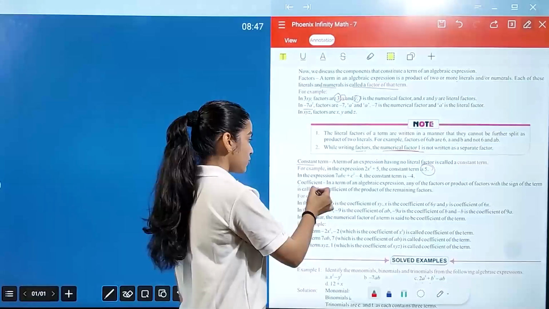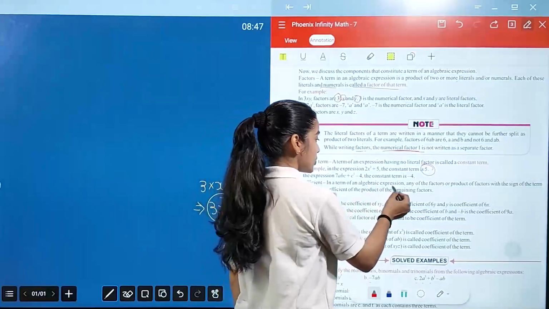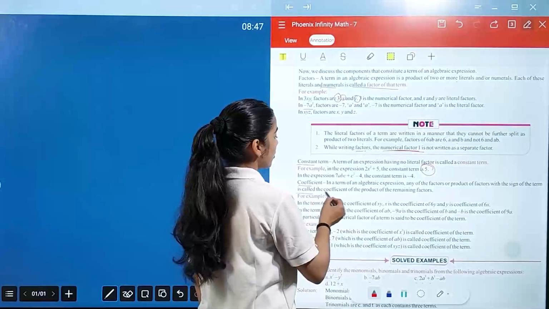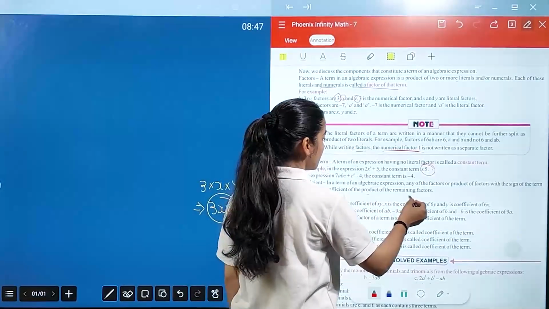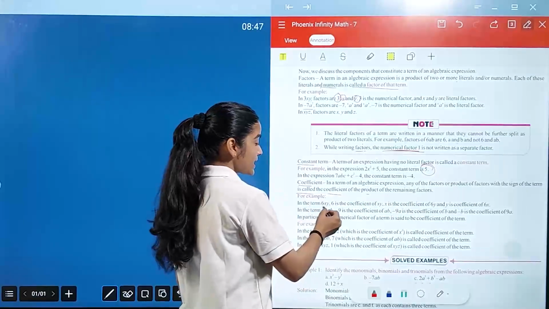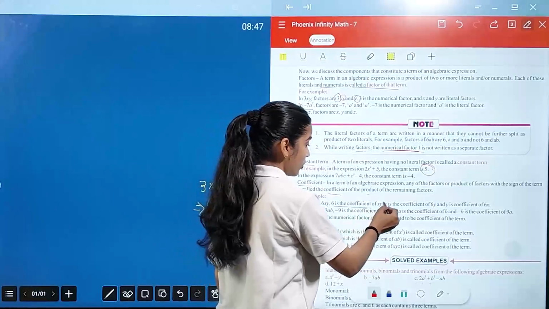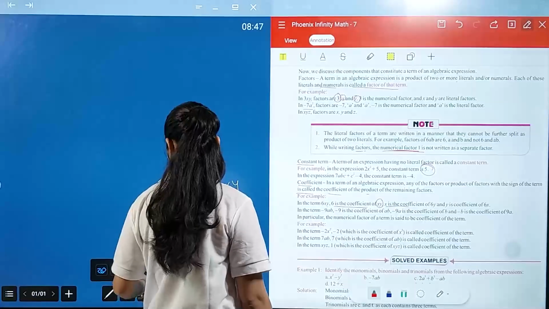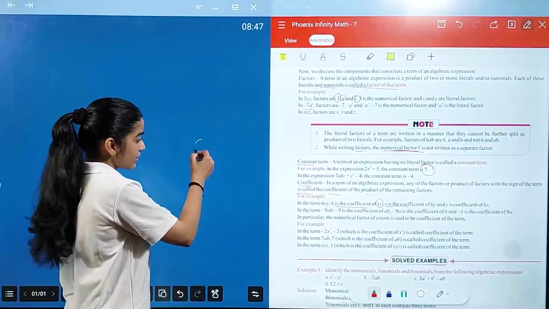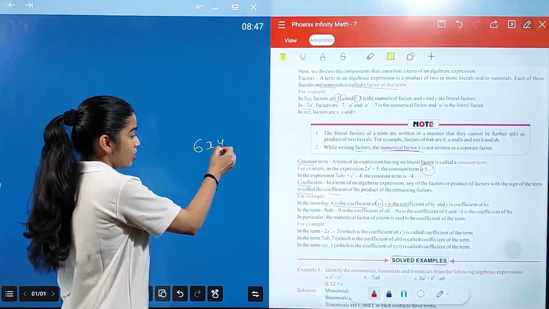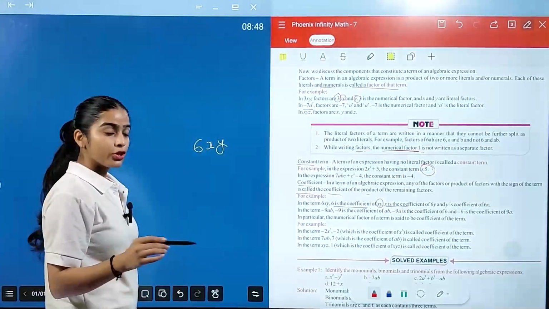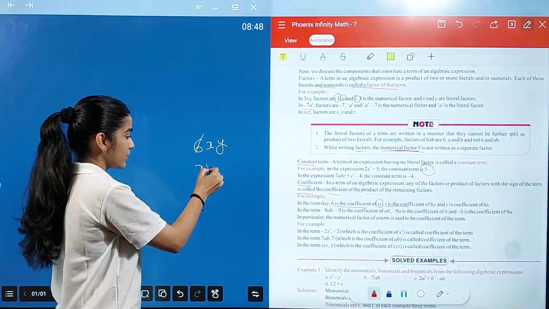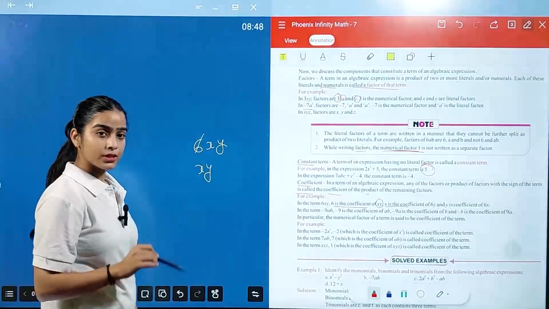Now we have the coefficient. In a term of an algebraic expression, any of the factors, or the product of factors with the sign of the term, is called the coefficient of the product of the remaining factors. For example, in the term 6xy, 6 is the coefficient of xy, and x is the coefficient of 6y. What you have to do, for example, you have 6xy. When we are talking about the coefficient of 6, we have to cancel out 6 and we are left with xy. It means the coefficient of 6 is xy.